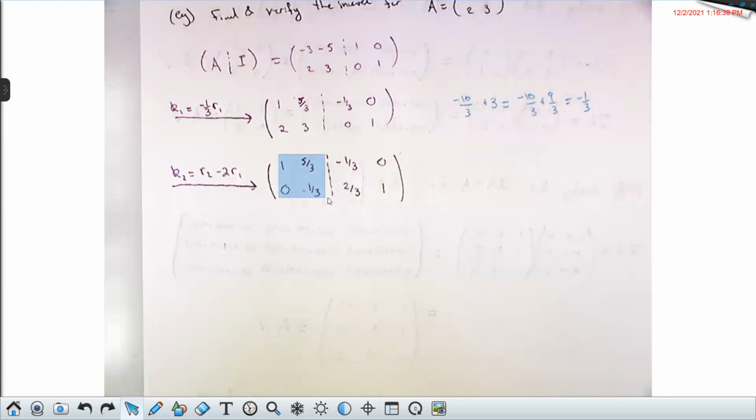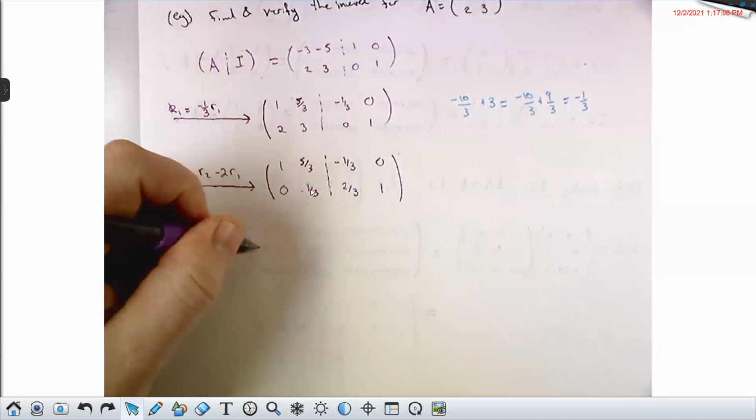So as we slowly make the identity show up on the left, the inverse is slowly showing up on the right. I've got column 1 happy, it's 1, 0. I need column 2 to be 0, 1. So I need to make this a 0, and I need to make this a 1. I'm going to make this a 0 first, because these are both fractions with denominator 3, so it's kind of easier to work with them like that.